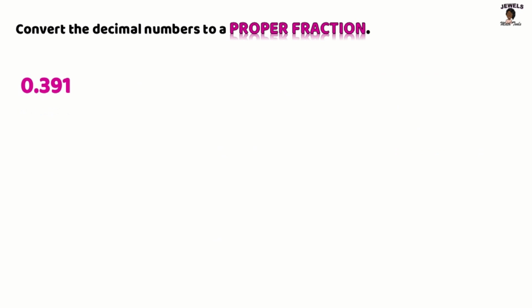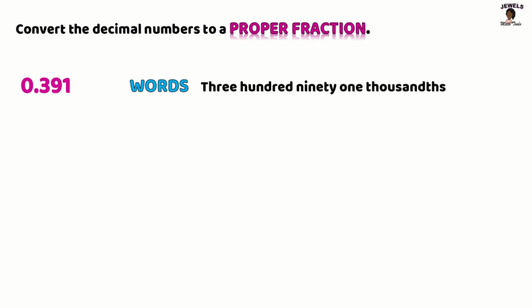Let's try another example. Feel free at this point to pause the video, convert your decimal number into its fractional form, and then when you're ready, you can unpause the video and work along with me. Okay, so we're going to begin by first writing it out in its word form. In word form, this number is 391, and I'm including my thousandths at the end of my words to remind me that I am working with a decimal number.